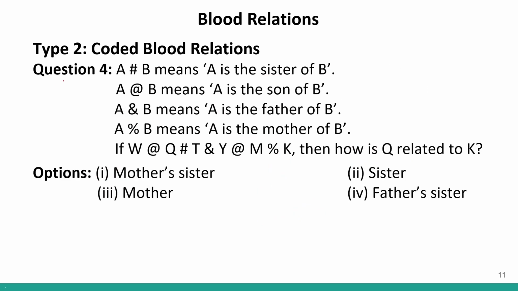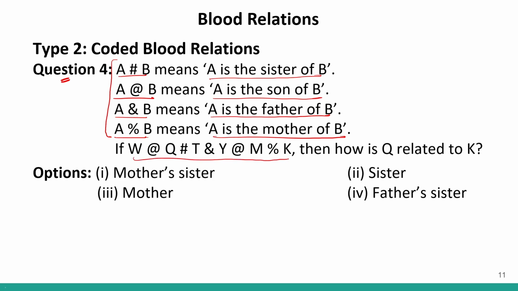Okay. Question number 4. A hashtag B means A is the sister of B. A at the rate B means A is the son of B. A and B means A is the father of B. And A percentage B means A is the mother of B. These are the codes that are given to us. So first we will identify a family chart with the help of these expressions, and then we will answer the question. Okay, so let us start.